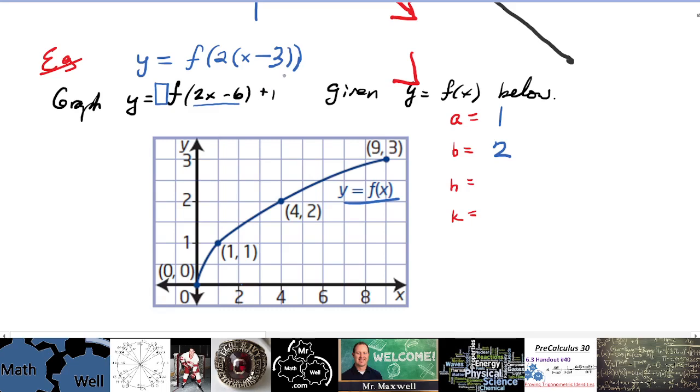Okay? That's the tricky part. And remember, if we want to use this format of a, b, h, and k, we do have to factor this inside the brackets. If it's not factored, we have to factor it. That's pretty ugly. Let me try it again.